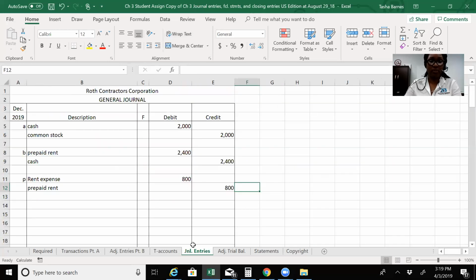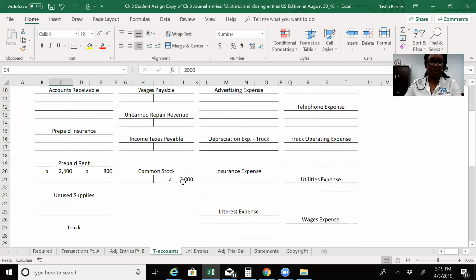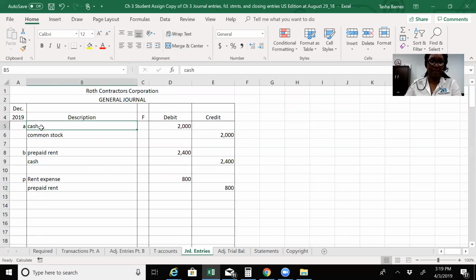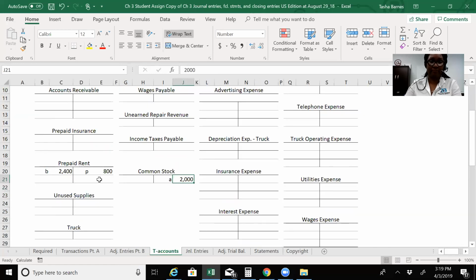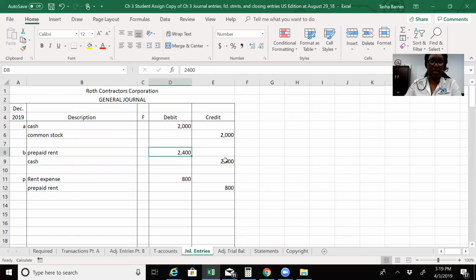Okay, so we can do the journal entries for those two. So the very first one, we had cash, and our journal entry is right here in our T accounts. Debit cash, credit common stock. Same thing with prepaid rent. Debit prepaid rent, credit cash.